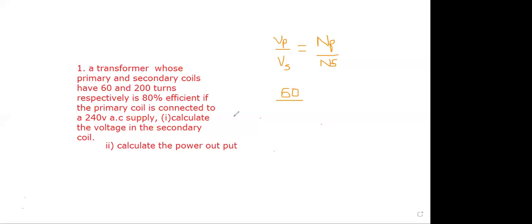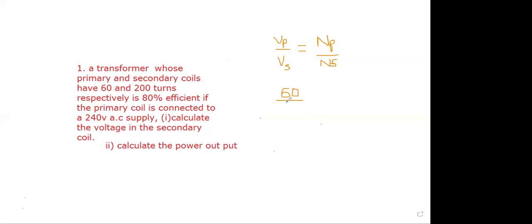Okay, I had muted myself so that you can get the answers, but I realized that there is something missing in our second question where they're asking us for the power output. There is something missing because they have to give us either current such that we can determine the power. But for now, I want us to get at least the voltage in the secondary coil.